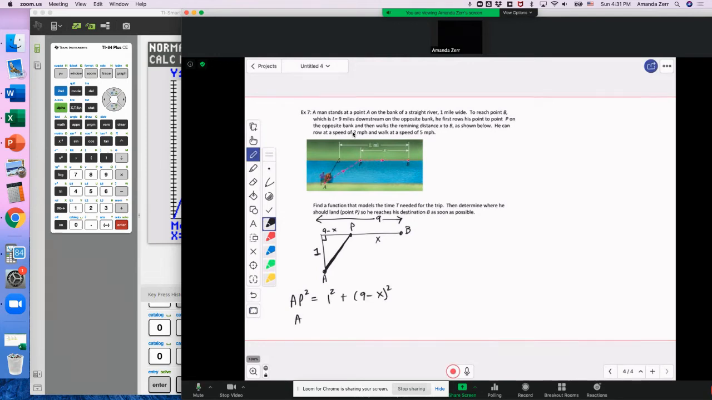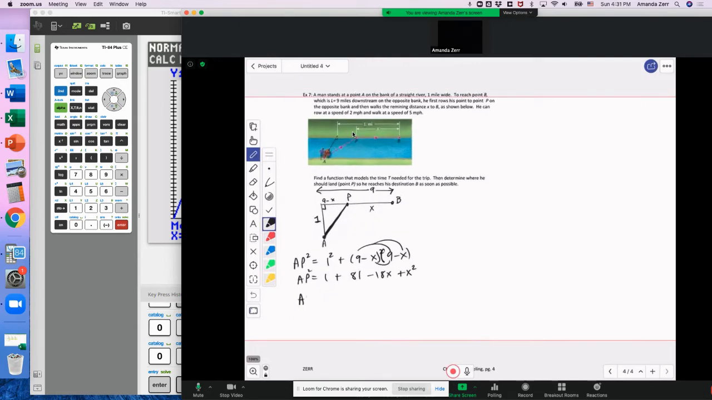Okay, so then AP would be the square root of 1 plus, let's see, we have to multiply 9 minus X times itself. So we'd get 81 minus 9X minus another 9X, so minus 18X plus X squared. And then we can take the square root of all that. I'm just going to write this in descending order: X squared minus 18X plus 82. So that's this distance right here.